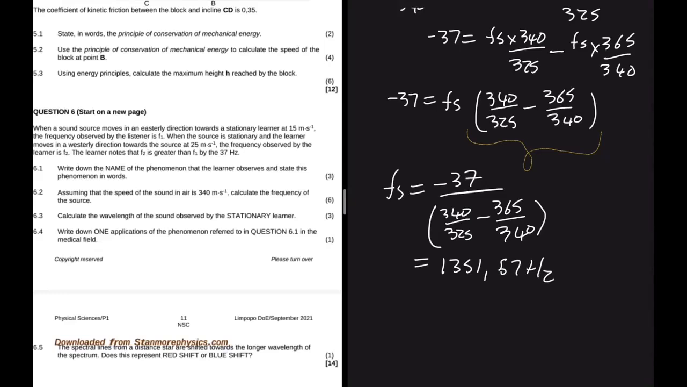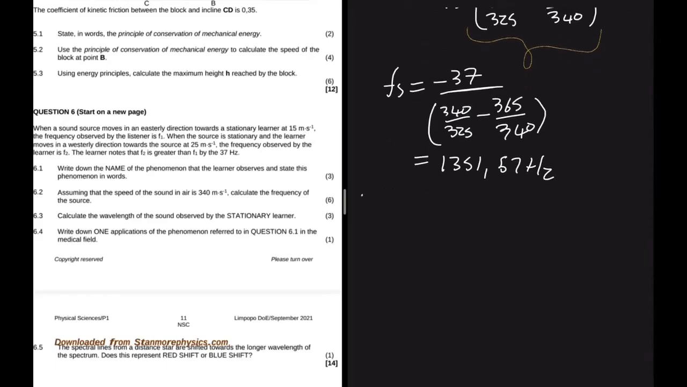So if you look at this problem that we just did, the physics is really straightforward, right? We have a scenario where the sound source is the one moving, and a scenario where the listener is moving. As soon as you set up your equations, you're just left with solving the math.